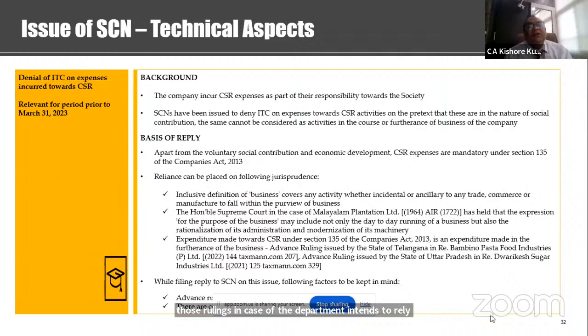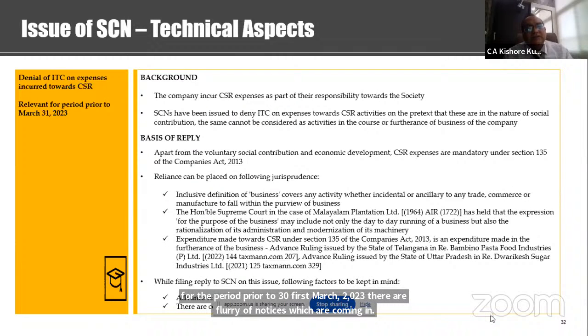Another issue is denial of input tax credit on the expenses which are incurred for CSR expenses. Friends, we have seen a lot of show cause notices coming in to deny the input tax credit, especially for the period prior to 31st March 2023. Because from 1st of April 2023, GST credit on CSR expenses has been barred, as it has been specifically included in the list of blocked credits. But for the period prior to 31st March 2023, there are a flurry of notices which are coming in for denying the input tax credit on the CSR activities.